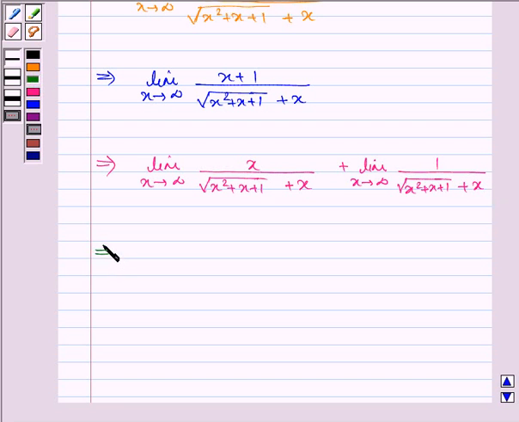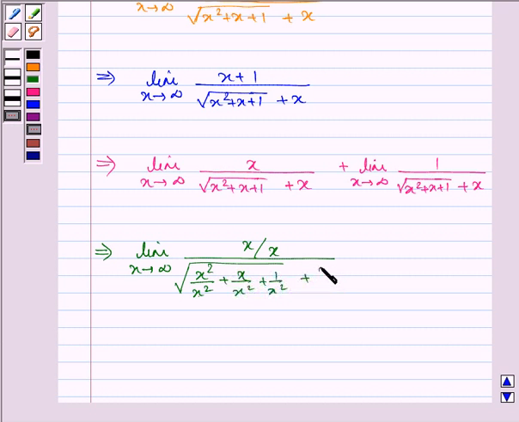Further, on dividing the numerator and denominator by x, we have x upon x here, divided by √(x²/x²), because if we divide it by x, that means x² will come inside. So x²/x² + x/x² + 1/x² + x/x. And here we have limit x approaches infinity 1 upon x plus 1 in square root plus x.